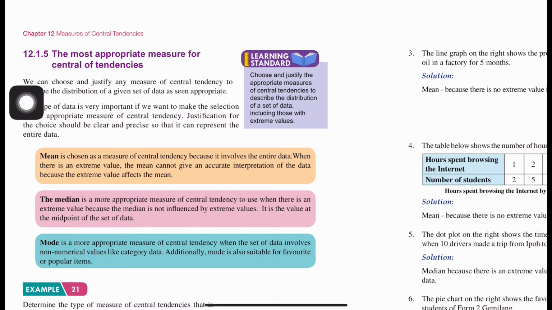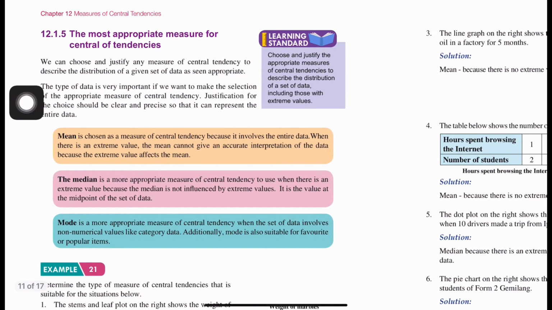Okay, next. Okay, tengok sini. Okay, we can choose and justify any measure of central tendency to describe the distribution of a given set of data as seen appropriate. Okay, the type of data is very important if we want to make the selection of the appropriate measure of central tendency. Justification for the choice should be clear and precise so that it can represent the entire data. Yang penting dia boleh represent the entire data ni.